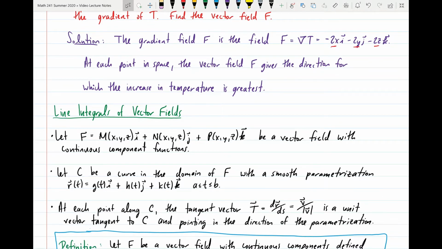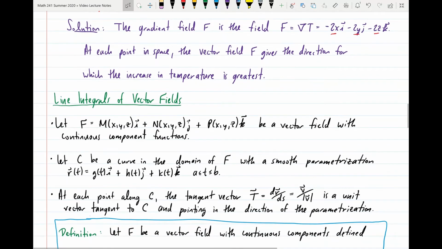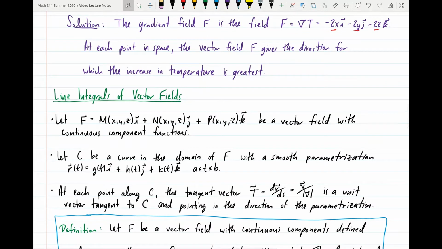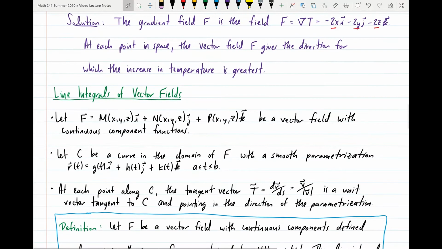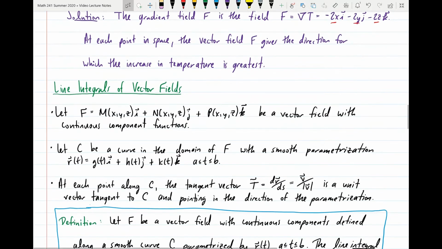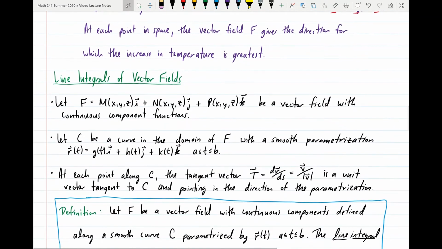And hopefully now that you're comfortable with the idea of a vector field, we can move on to the real point of this section, which is evaluating line integrals of vector fields. So remember from the last video, from section 16.1, we discussed the notion of a line integral for scalar functions. Now we're going to build up the notion of a line integral for vector fields, so for vector valued functions here.